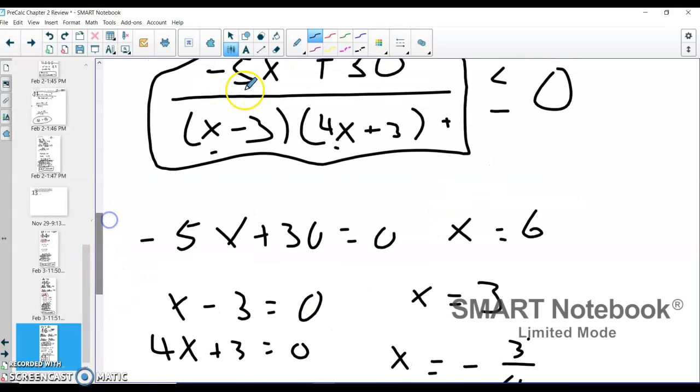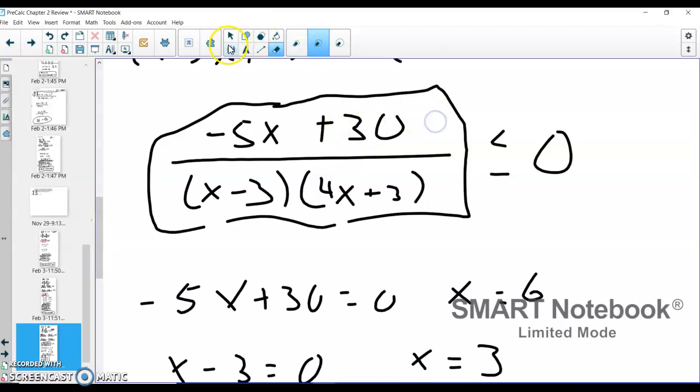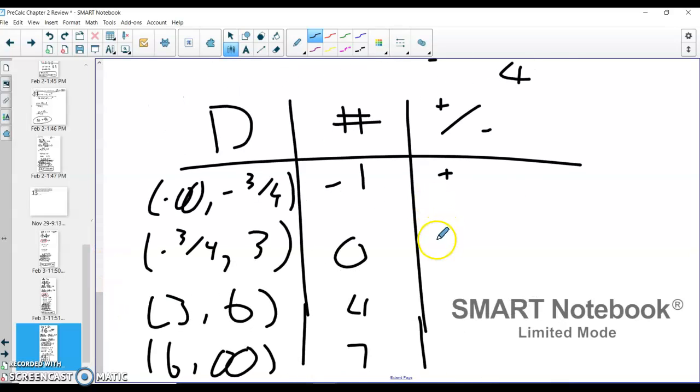Plugging in 0. 0 times negative 5 is 0, so 0 plus 30 is going to be positive. 0 minus 3, that's negative. This is 4x, so that's going to be 0 plus 3, that's positive. Negative times a positive is a negative. So a positive divided by a negative is going to be a negative.